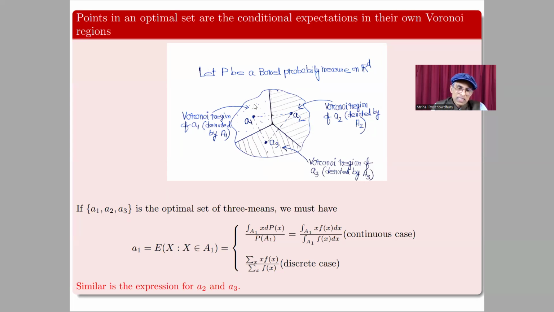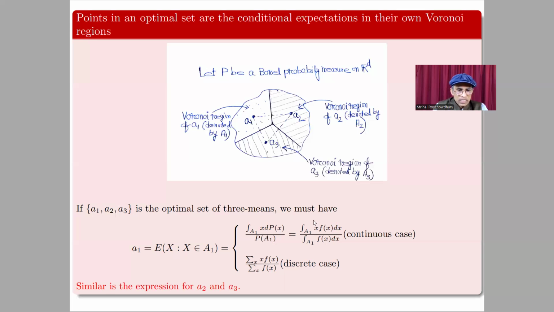So in this region, all elements are closest to a1, and this region is called the Voronoi region of a1. If an element falls in this region, then we represent it by a1. If there is an element in this region, which is called the Voronoi region of a2, and we denote it by capital A2, if any point falls in this region, we represent it by a2. Similarly for a3. If any point in the support of P falls on this boundary line, then we represent it by either a1 or by a2.